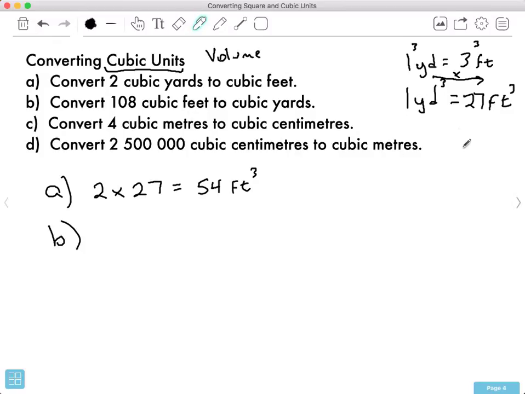108 cubic feet to cubic yards, that's working back the other way. In that case, we're going to divide, right? So I'm going to take 108 cubic feet and divide by the conversion factor of 27. So 108 cubic feet divided by 27 gives me 4 yards cubed.